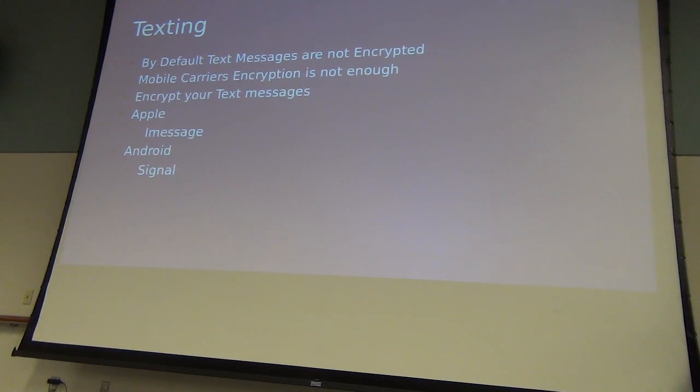Right. Texting. You can't trust your mobile carrier's encryption. As soon as it goes to the mobile carrier, it's clear text anyways. They've got your text messages there. By default, text messages aren't even encrypted. Apple offers a service called iMessage, and Android offers a service called Signal, which has end-to-end encryption when it comes to texting. I don't know exactly how the details work, but there's got to be some sort of key involved that adds encryption. Does the other person have to run that app? Yep, you have to actually run Signal on both phones in order for it to work.